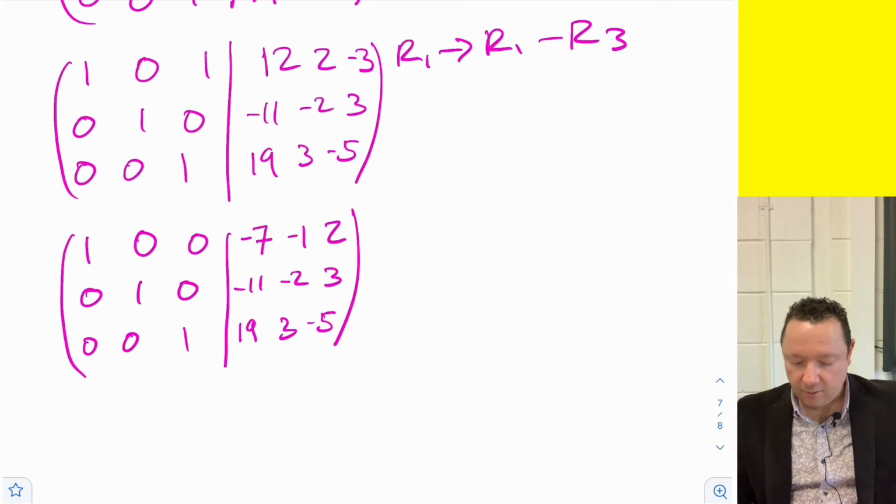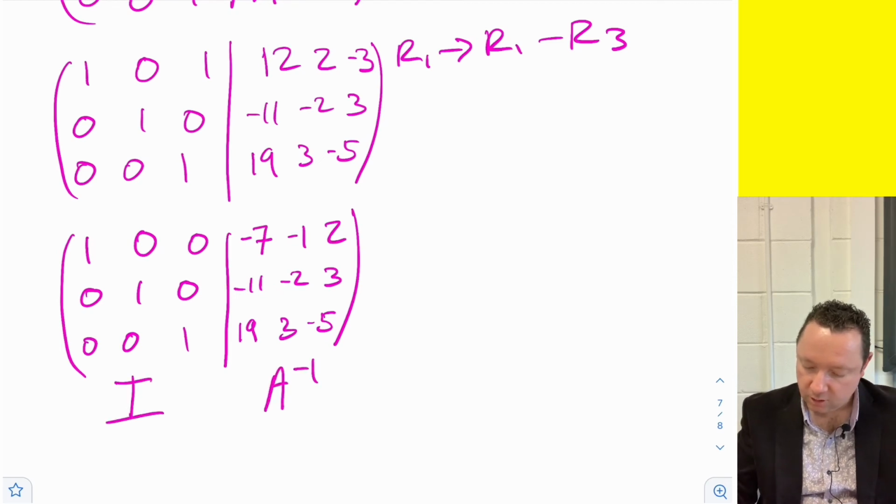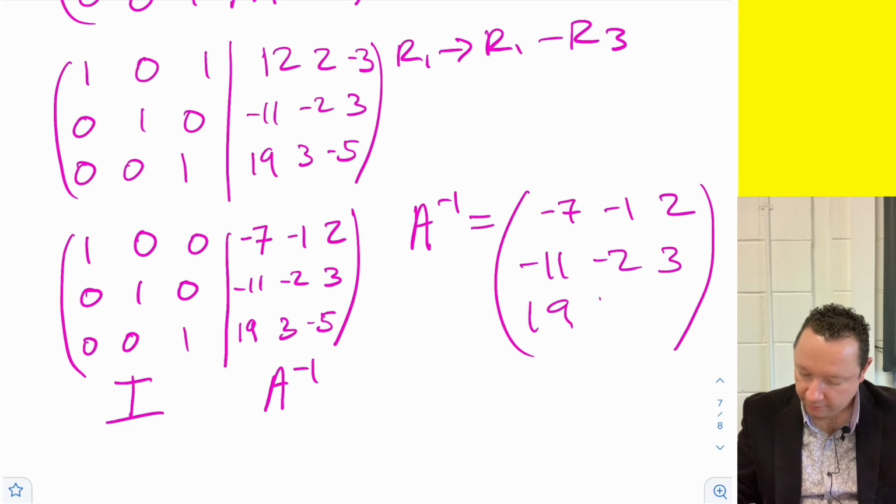So you can see we've ended up with the identity matrix on this side and some new matrix on this side. This is now the identity matrix, and this matrix will now be the inverse. So to be clear, the inverse of A is this new matrix: minus 7, minus 1, 2, minus 11, minus 2, 3, 19, 3, and minus 5.